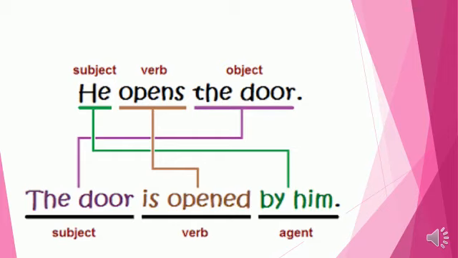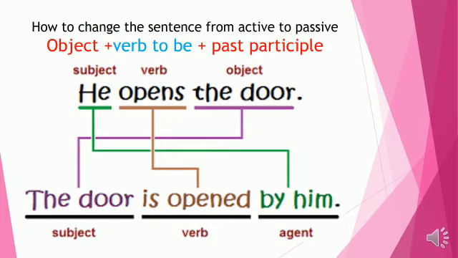The passive voice here is different from Arabic. In Arabic, we have to delete the subject, but in English, if we want to change the sentence into passive voice, we want to make a focus on the object. Okay. Let's go to another sentence. So, how to change the sentence from active to passive? We have to start with the object, then verb to be, then the past participle of the verb.